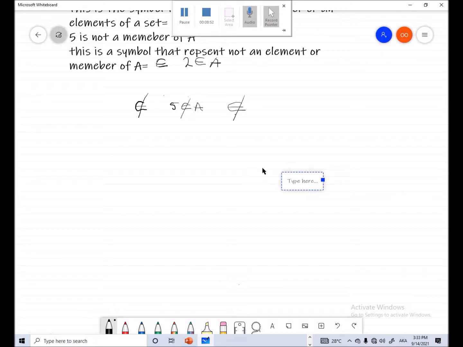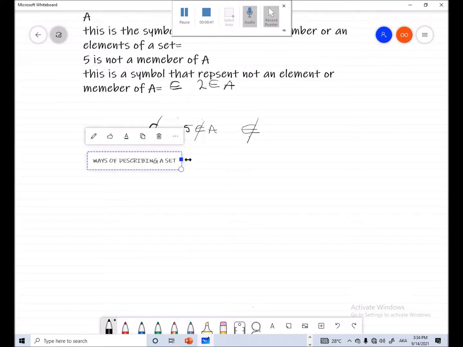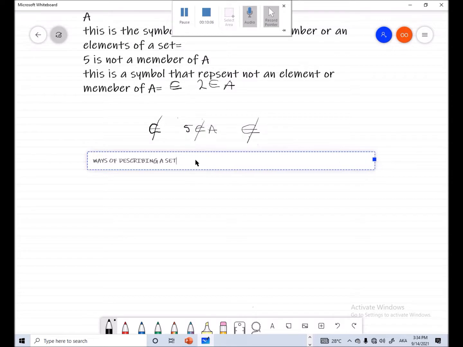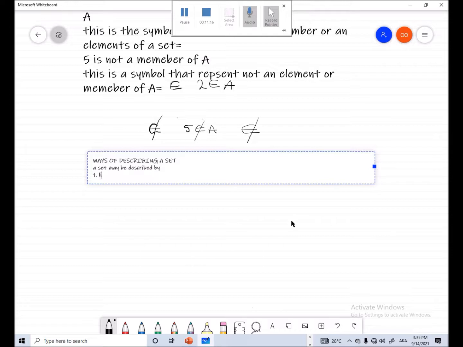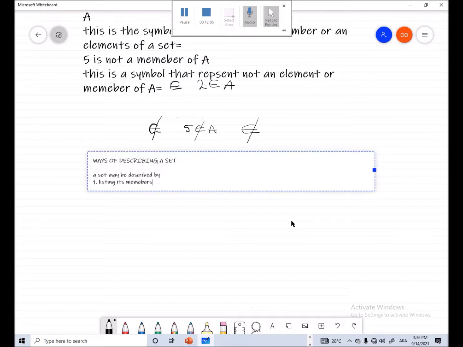So today we are looking at ways of describing a set. So how do we describe a set? A set may be described by, number 1, listing its members. And what does it mean? I think this is very clear, right?